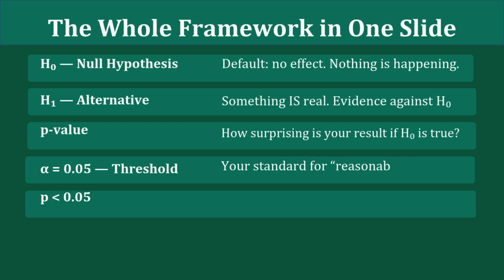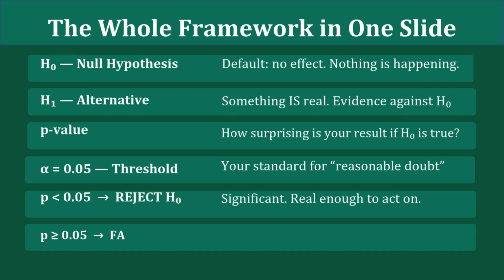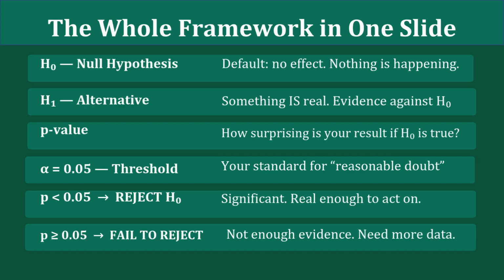P below 0.05, reject the null, significant, real enough to act on. P above 0.05, fail to reject, not enough evidence, we stay with the default. One number, one threshold, one decision rule. That is all hypothesis testing is.